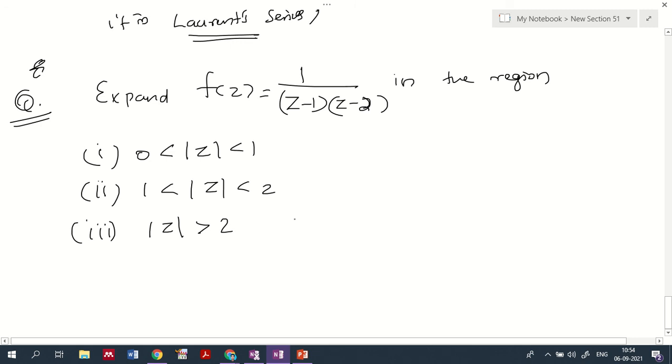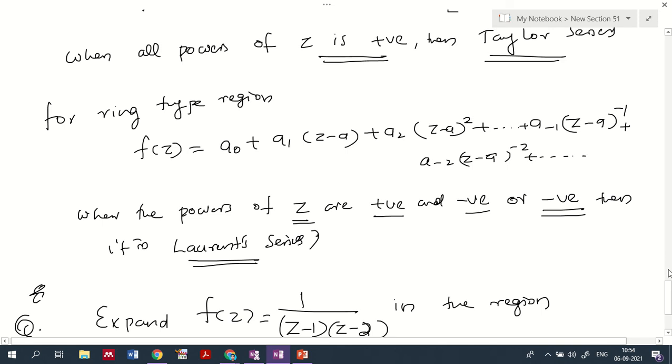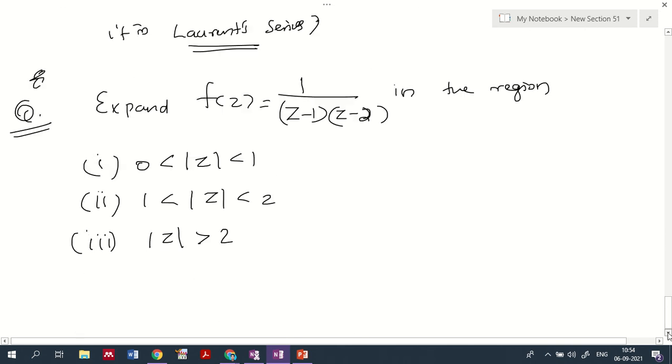So you have to expand the given function f of z, 1 by z minus 1 into z minus 2, in the region 0 less than mod z less than 1, 1 less than mod z less than 2, and the third one mod z greater than 2. In these three different regions you expand f of z and find whether it is a Laurent series or a Taylor series expansion. That is how you have to examine this case. So we'll check how it comes out.